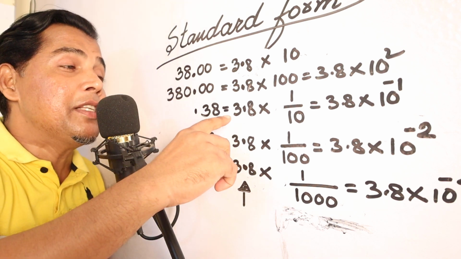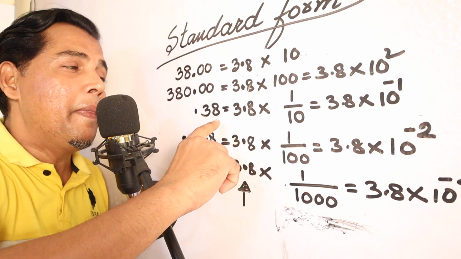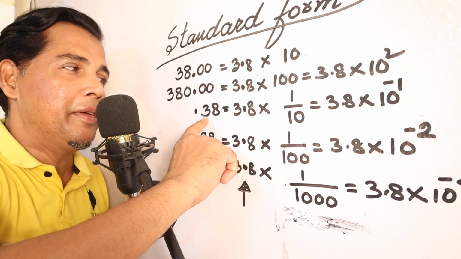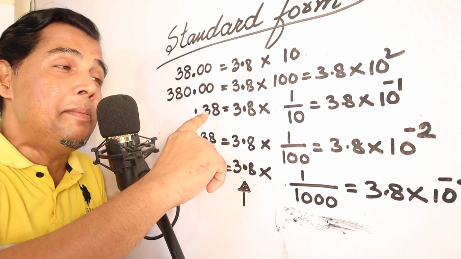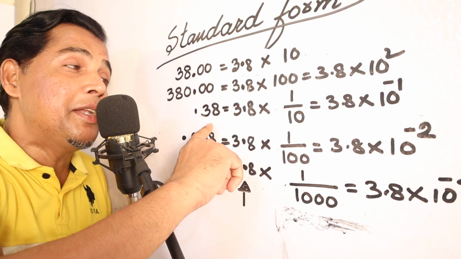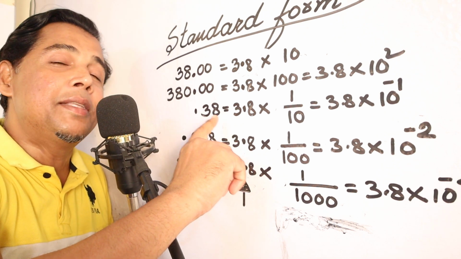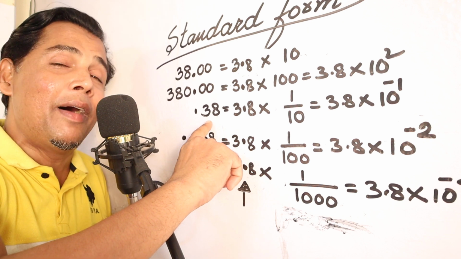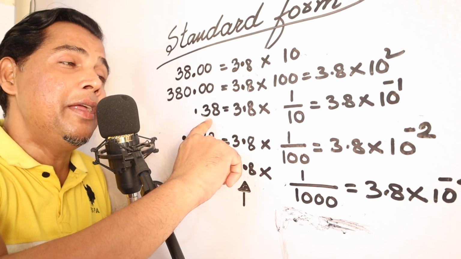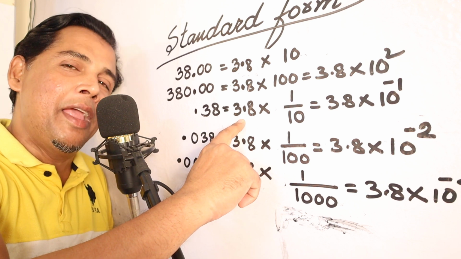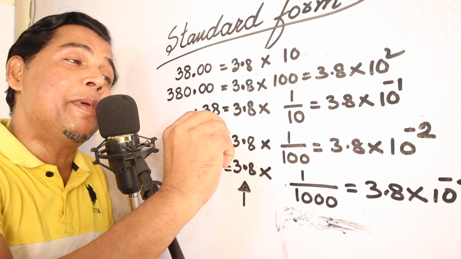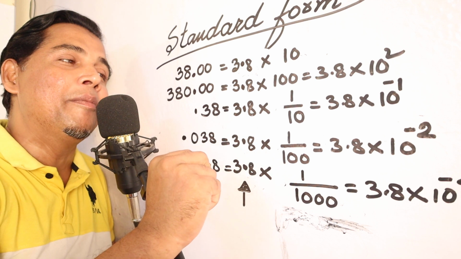If the number is very small, it will be 0.38. So 38 and 0.38 are not the same matter. This is the journey to the right hand. Simply, if you want to convert 0.38 into standard form, 3.8 is again taken as the standard form.